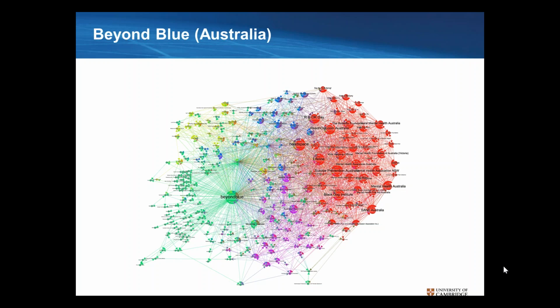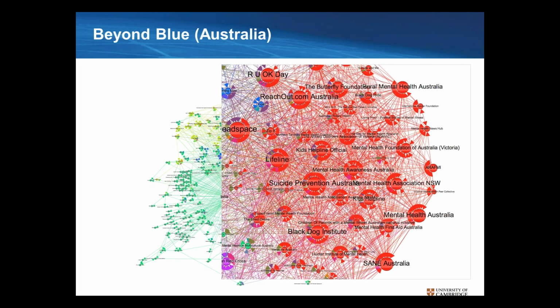The next visualization is for Beyond Blue, so the equivalent organization in Australia. We can see the seed node there in green to the left, Beyond Blue. And the most interesting thing here was this big red cluster over to the right, where we had a lot of interconnections between different kinds of mental health organizations in Australia.